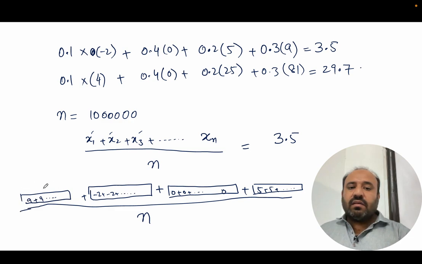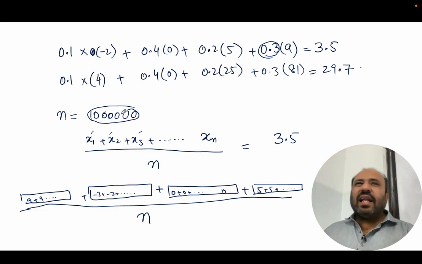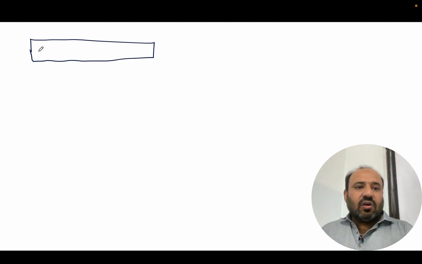How many 9's are there? Well, they are 30%. And what is the 30% of n? What is 30% of a million? 330,000, I guess. Okay. I can write that number. So we have all the 9's.